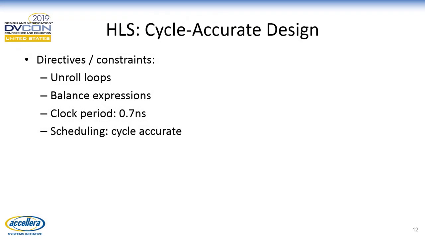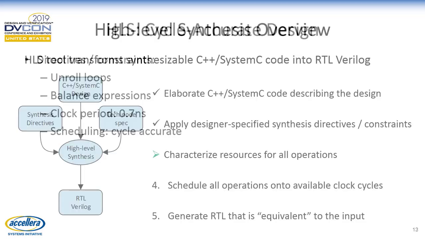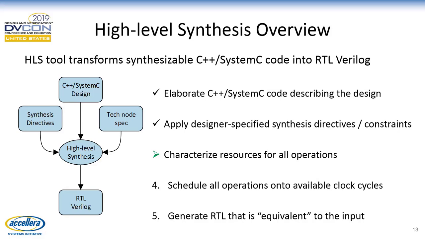I mentioned the TechNote setup earlier. The constraints: unroll loop, balance expression, clock period 0.7. I want a design that's cycle accurate, meaning the RTL I/O behaves exactly the same as the SystemC I/O. So when I look at the SystemC waveform and the generated RTL waveform, it's the same exact thing. How does it do this? I showed you this slide earlier. Now we're at the 3rd bullet.